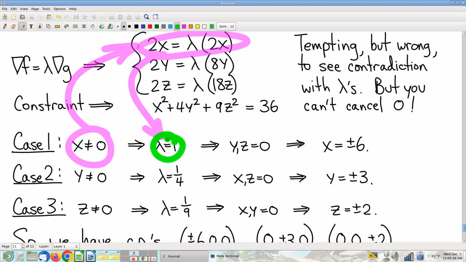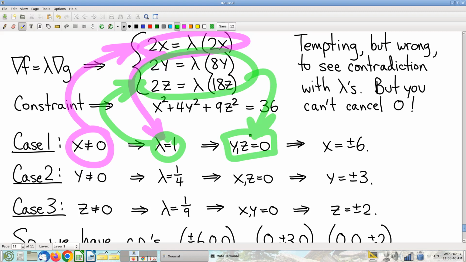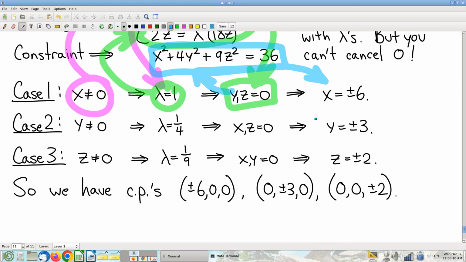If lambda is equal to 1, you just plug lambda equal to 1 in there, and you immediately get that both y and z are 0. And if y and z are 0, you can plug that into here, and that tells you that x has to be plus or minus 6. Everybody see that? So we actually got 2 critical points just out of this one case, and then likewise for the other 2 cases that are totally analogous.